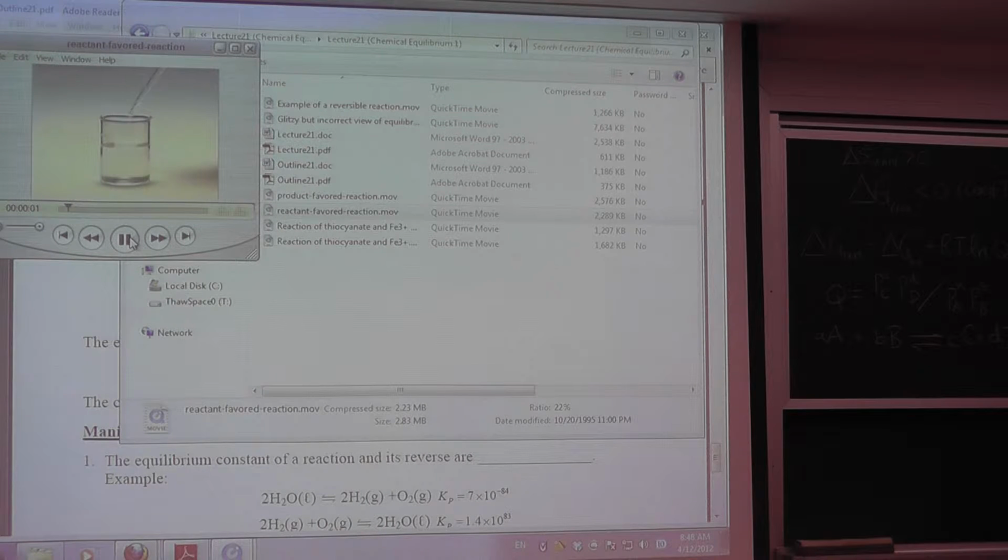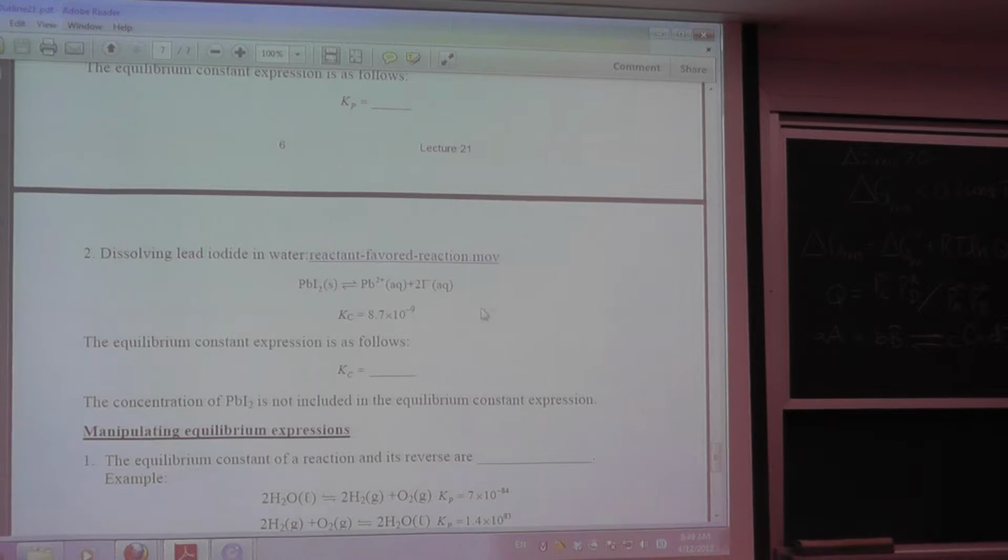When we mix a solution of lead nitrate with a solution of potassium iodide, a precipitation reaction produces lead iodide. Lead iodide is only slightly soluble in aqueous solution, so its dissolution has a very small equilibrium constant, and the reaction is considered to be reactant favored. So here is the reaction corresponding to dissolving lead iodide. It has a very small equilibrium constant.